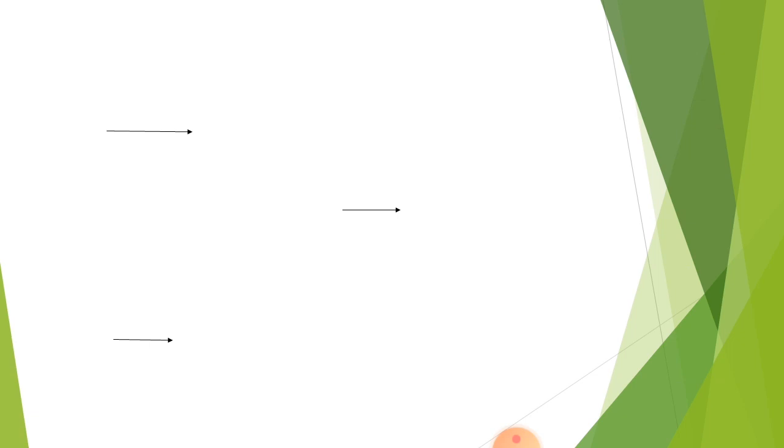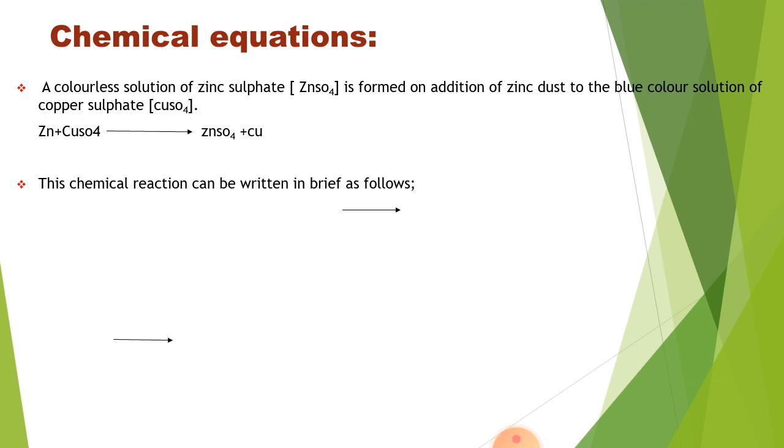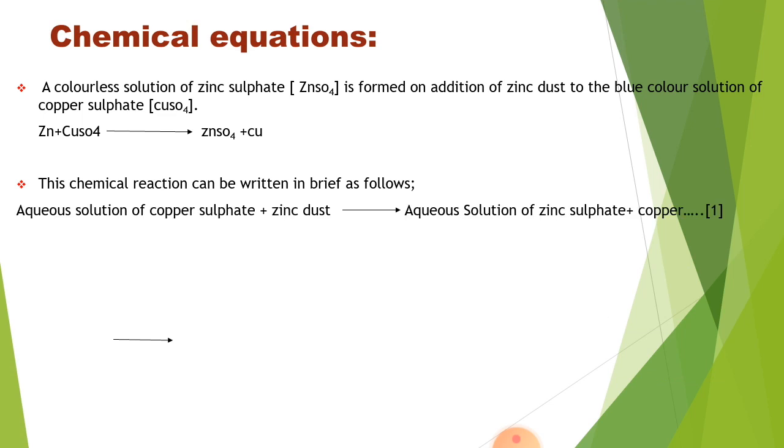Now let's move towards the next topic, chemical equations. What is that? A colorless solution of zinc sulfate, ZnSO4, is formed on addition of zinc dust to the blue colored solution of copper sulfate, CuSO4. When zinc and copper sulfate react with each other, they form zinc sulfate and copper. This chemical reaction can be written in brief as follows: the aqueous solution of copper sulfate plus zinc dust gives the aqueous solution of zinc sulfate plus copper. This is equation number 1.